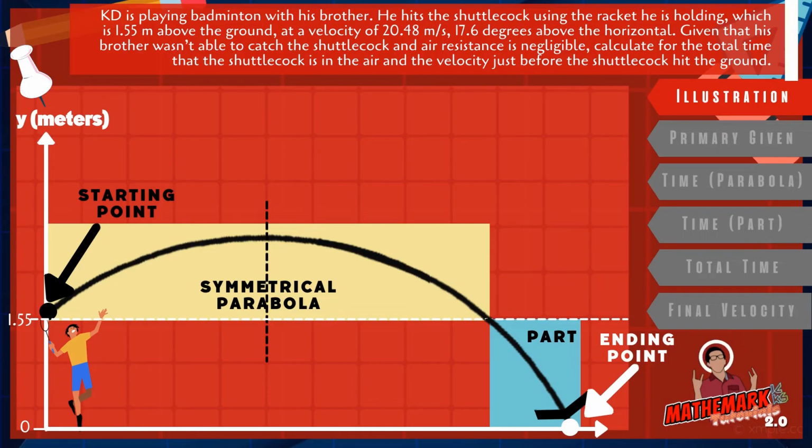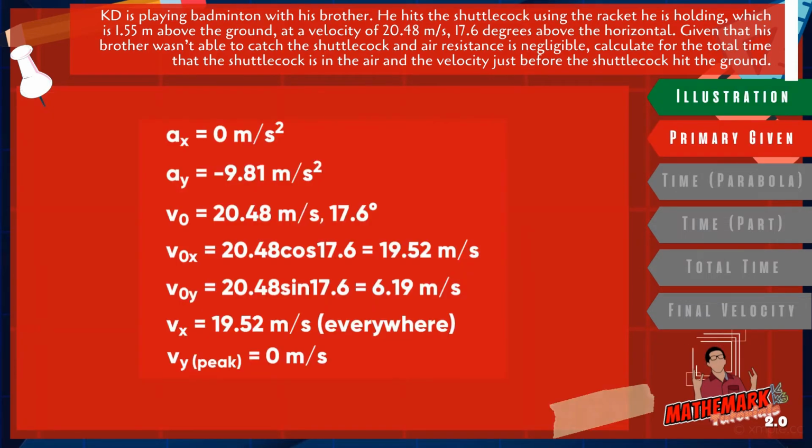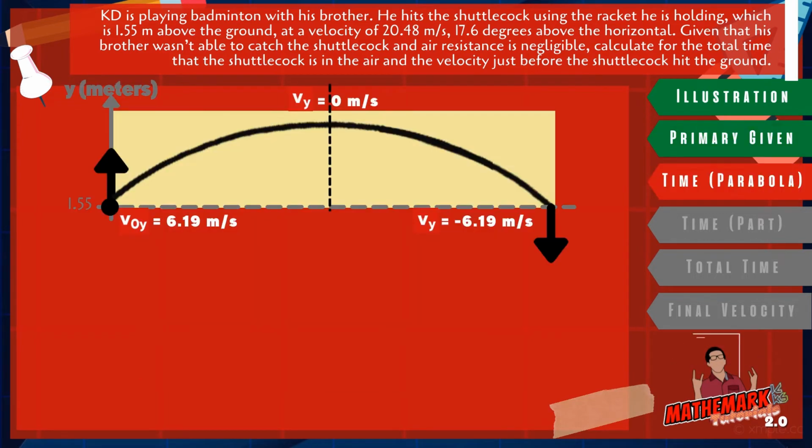As you can see from the illustration, I broke down the entire trajectory into two parts, the symmetrical parabola in yellow and the small curve in blue. I also used y equals 0 to label the ground. Hence, y equals 1.55 means that it's 1.55 meters above the ground. Here are the following given variables based on the problem and our mini discussion earlier. As you can see, I already extracted the components of the initial velocity. But let's focus first on the yellow part.